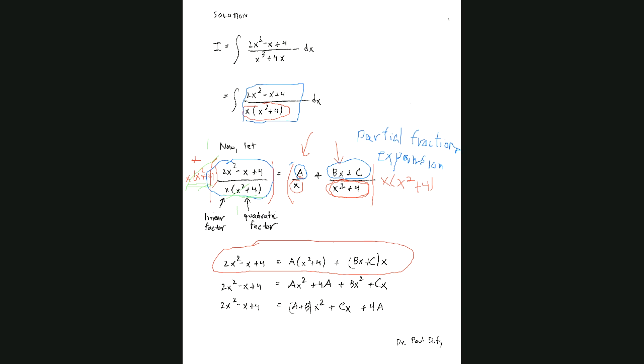And then on the right side, you're going to have a times x squared plus 4, plus bx plus c times x, because in the first a over x fraction, the x's will simplify out, and in the second fraction, the x squared plus 4 simplifies out.